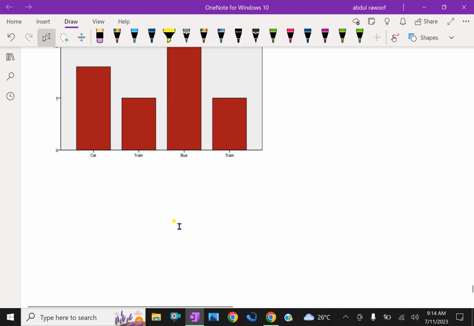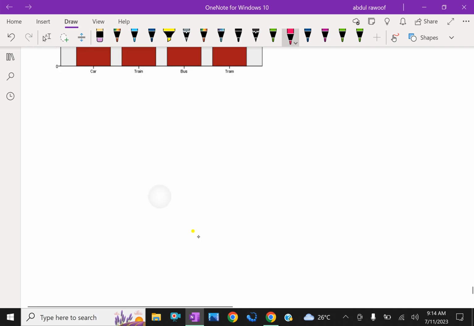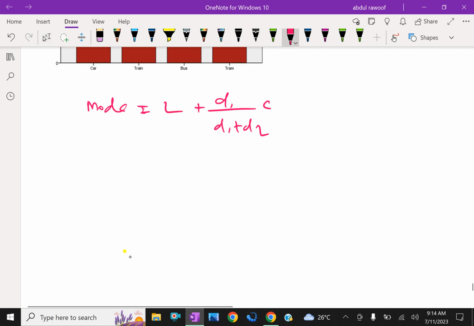So, for calculation of mode in frequency grouped data, we have a mode formula. Mode equals L plus D1 by (D1 plus D2) into C. Here L is the lower limit of the modal class.